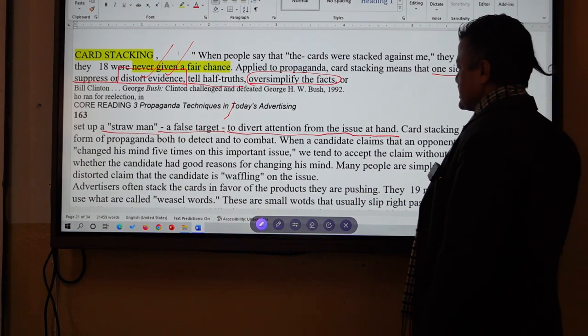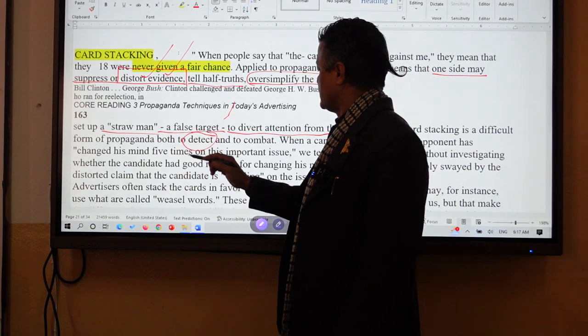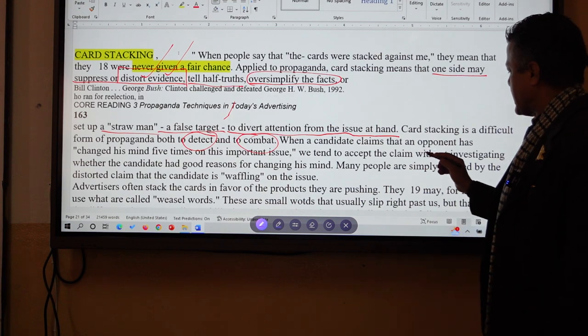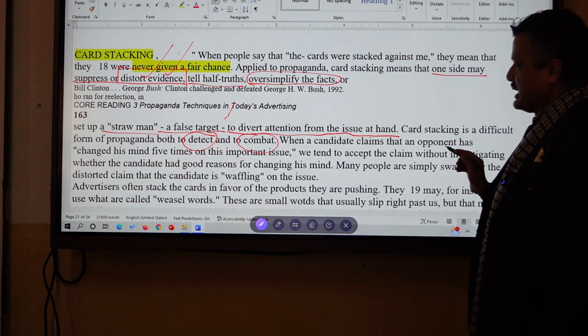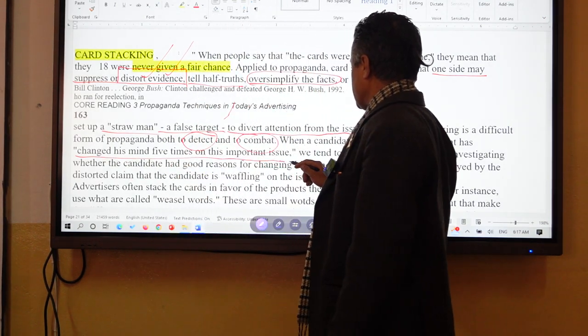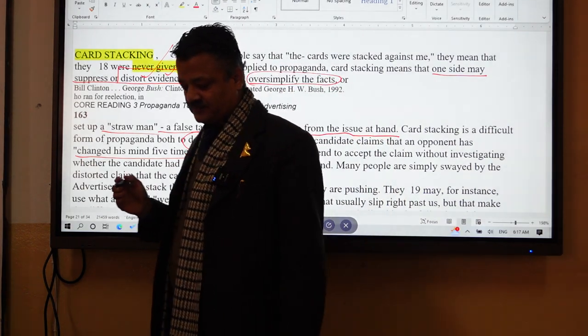Card stacking is a difficult form of propaganda. You can't easily find it and you cannot fight against it easily. When a candidate claims that, for example, an opponent has changed his mind 5 times on this important issue. Look, what Durga Prasad says about KP Oli, last time I heard.